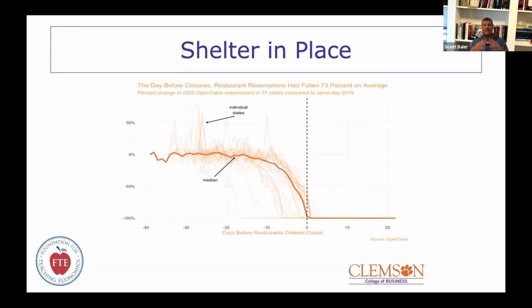Another way to see this most dramatically is if you look at all 50 states, and if you can squint your eyes and see, these are reservations made at OpenTable. OpenTable dinner reservations at most restaurants had fallen by roughly 75%, even before shelter in place actions were implemented. So individuals were already sheltering in place.